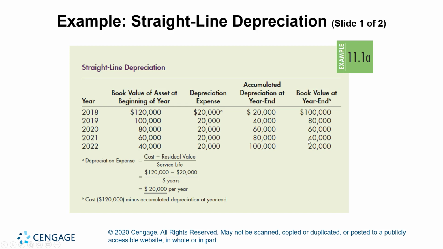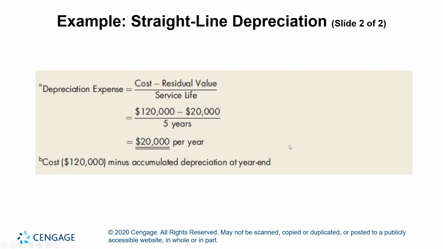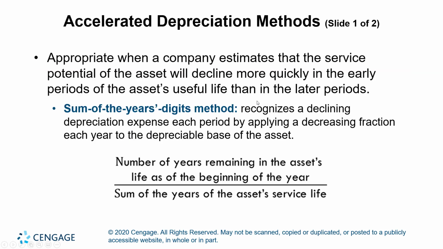Straight line depreciation was just calculated there. So let's talk about accelerated depreciation. One of the ways to accelerate depreciation is the sum of the year's digits. This is when an asset depreciates more quickly in the beginning of its life and then tapers off. So the sum of the year's digits recognizes a declining depreciation expense each period by applying a decreasing fraction to the depreciable basis. It's the number of years remaining in the asset's life at the beginning of the year divided by the sum of the asset's life digits.